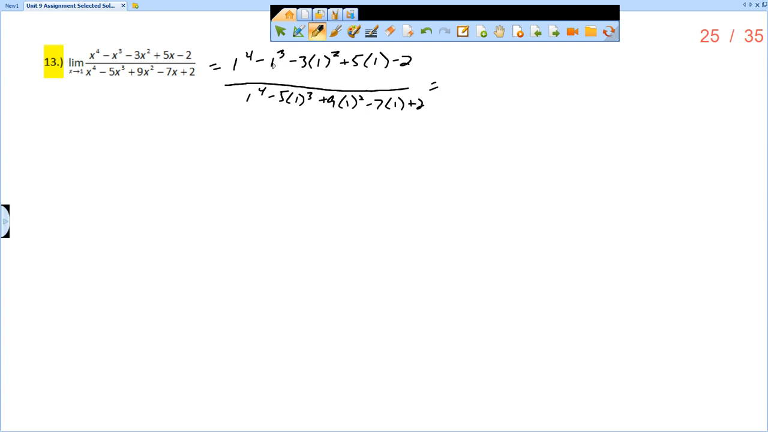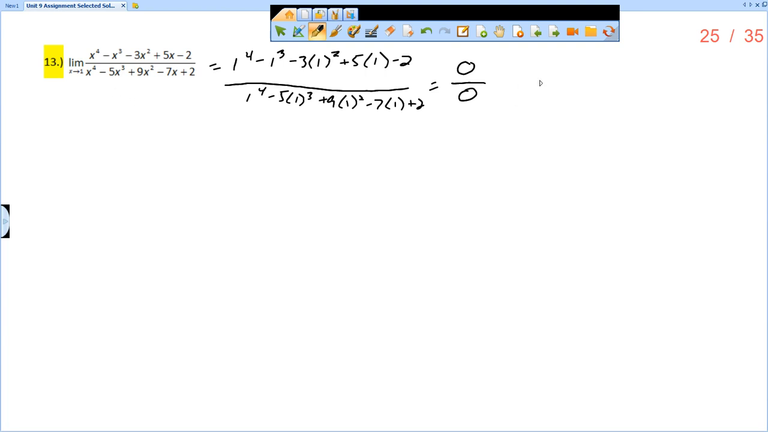All right, so I have 1 minus 1 is 0, minus 3 plus 5 plus 2 minus 2 is 0, of course, over 1 minus 5 is negative 4, plus 9 is 5, minus 7 is negative 2, plus 2 is 0, right? So, of course, that means L'Hopital's rule is going to apply.